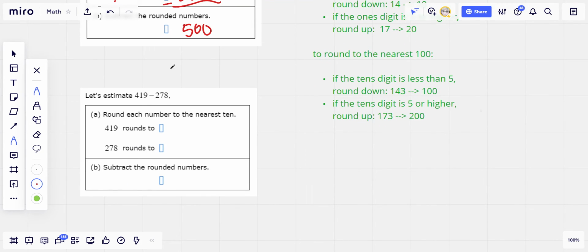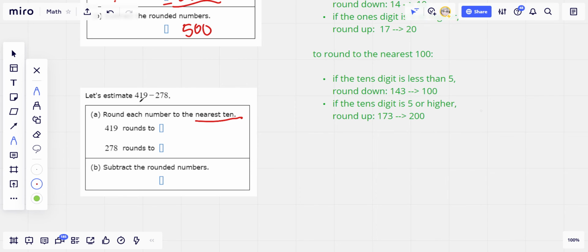So this one says estimate 419 minus 278. That would be kind of a tough subtraction problem to do. We could do it, but if we don't need an exact answer, estimating is going to make it a lot easier. This time, they're asking us to estimate to the nearest 10.